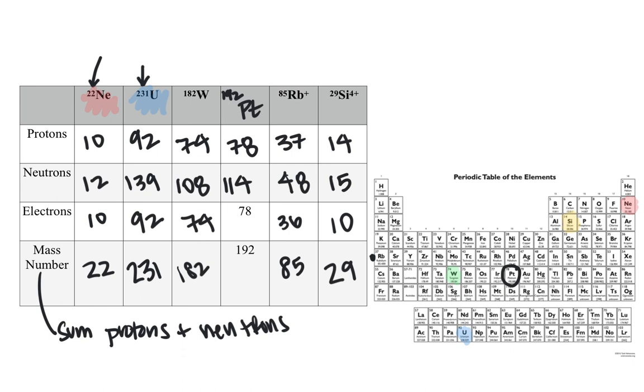On this table, the things that you need to remember are that the mass number is not the atomic mass. It is the number that you see in your isotope. And that the neutrons is the mass number minus protons, or protons plus neutrons gives you mass number.